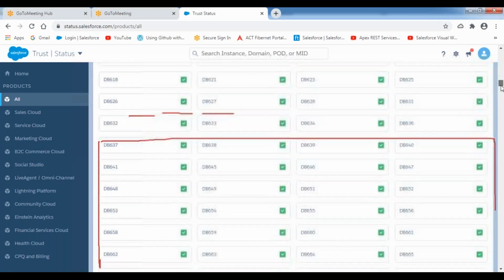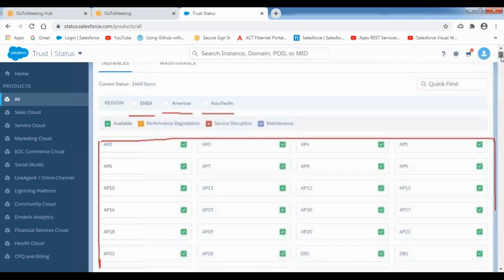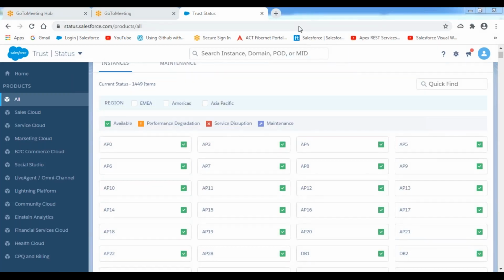These are the servers. Now in this case, when you verify this one, it is indicating AP0, AP3, AP4, AP5. These are the server numbers. In the Asia Pacific region, we have the servers from AP0 to AP28. Now here it is indicating the green color tick mark. What is this green color tick mark indicating? Green color tick mark is indicating the server is currently up and running fine.